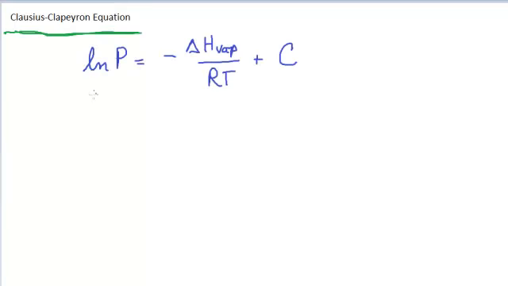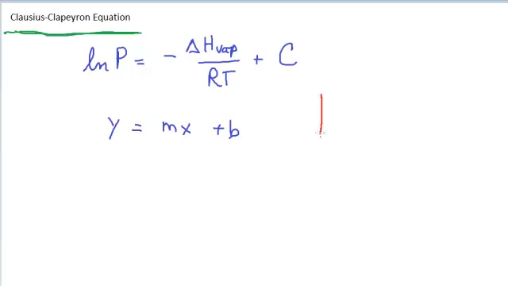All right, let me clean this up a little bit, and we see our equation. This is the Clausius-Clapeyron equation, and it is in the form of the equation for a line. Recall that an equation for a line is y equals mx plus b, where y is your y-axis, x is your x-axis, m is your slope, and b is your y-intercept.